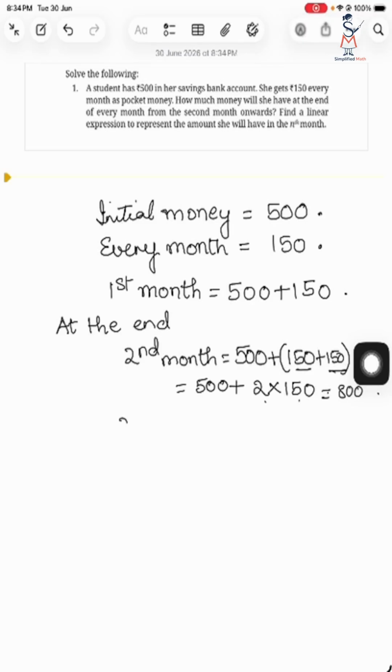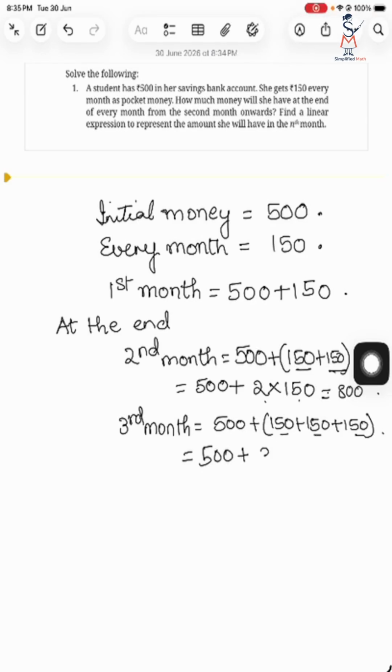For the third month now, how much money will she have at the end of the third month? It is 500 initial plus 150 for the first month, 150 for the second month, plus 150 for the third month, which could be written as 500 initial plus how many times 150? 3 into 150. So we see a pattern here.